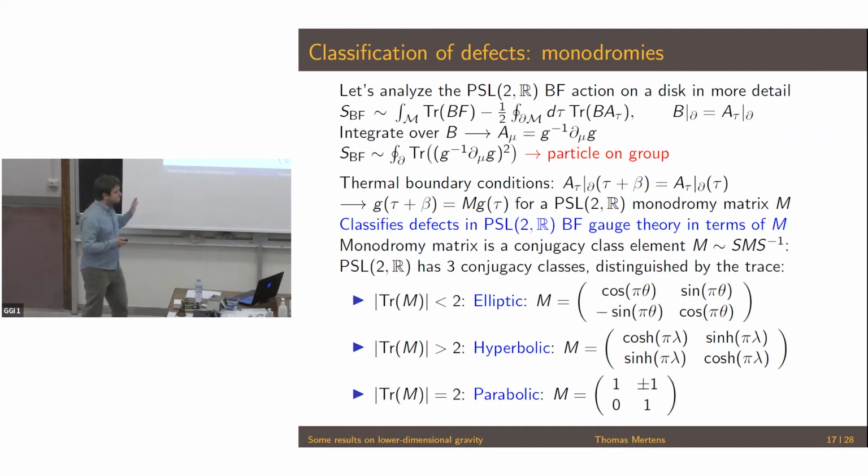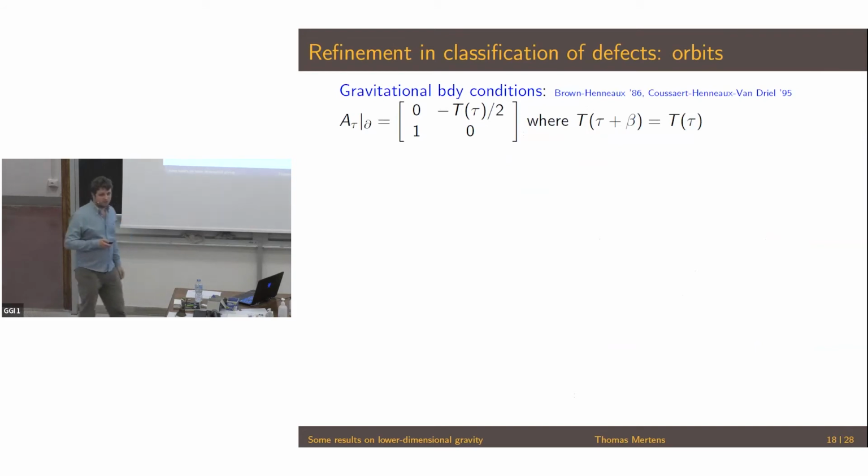Okay, so purely from the PSL2R perspective, this is the classification you get of different possible monodromies on the disk. Now let's go to gravity, because JT gravity is not actually this. It's very closely related, but not identical. When we do gravity, we need to implement the gravitational boundary conditions at the holographic boundary of our disk. So these are just the Brown-Henneaux boundary conditions. And the tau component of our gauge field, if I write it in the fundamental representation of SL2R, should be like this, where there's only a single function T of tau, which should be periodic.